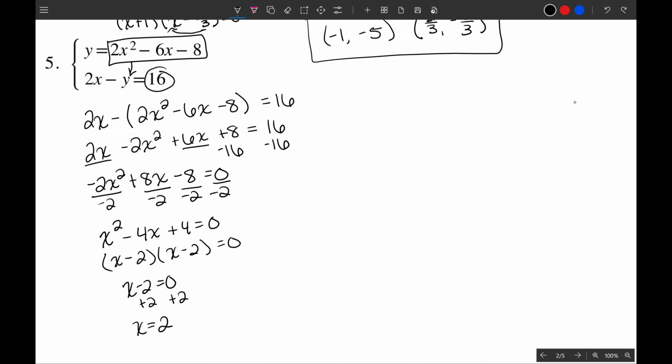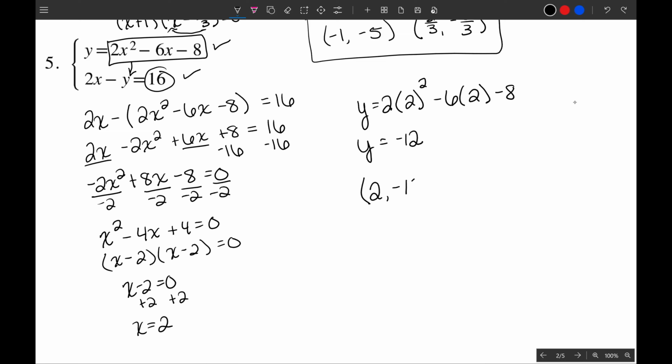And then the y value of that point, I'm just going to come up and plug into this top equation. You could do the bottom, but I'm doing the top. So I have y equals 2 times, and then I'm replacing x with 2 squared minus 6 times, replace x with 2, minus 8. That's going to give you a y value of -12. So when I have an x value of 2, I get a y value of -12, and that is the only point of intersection between those two equations.